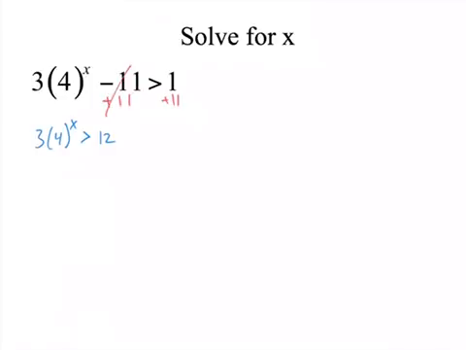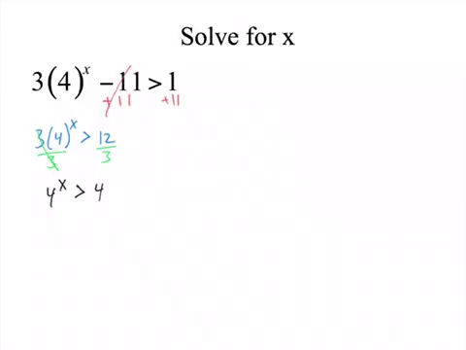Next step, I want to get rid of that 3 in the front, so I'm going to divide both sides by 3. That's gone. So I now have 4 to the x power is greater than 4. Now some of you could look at that and go, 4 to what power is greater than 4? Oh, isn't that going to be a 1 if they're going to be equal? Yes, you could see the answer right here. You can kind of see what's coming.